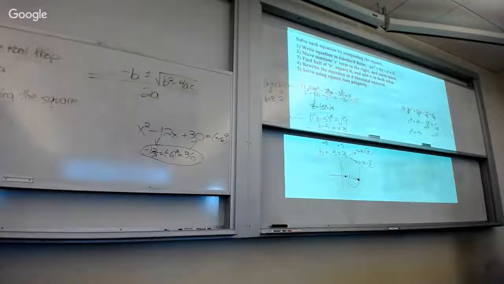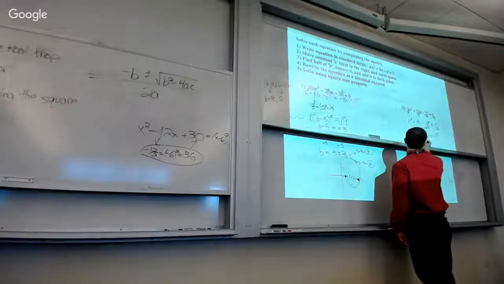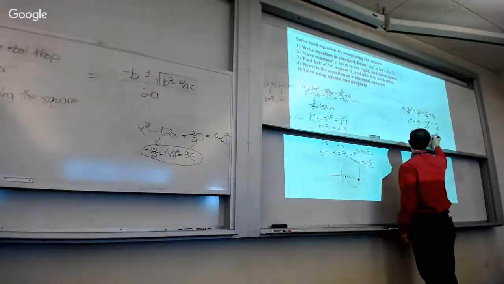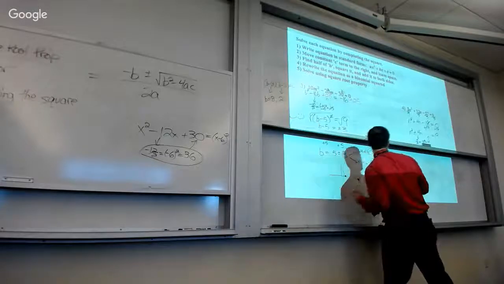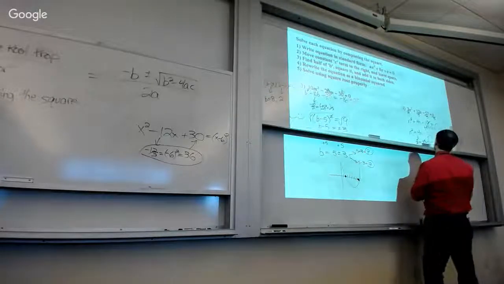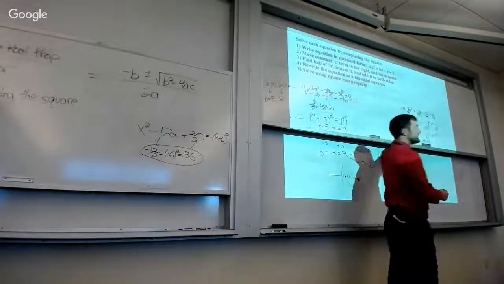And then what's the second step? Myra, what's the second step? Yeah, take half of b. So I'm going to go ahead and take my 4. 4 divided by 2 is 2. And then I square it. That gives me 4. So 4 is the number I'm going to add to both sides. Very important, of course, that we add it to both sides. It has to go on both sides. There we go. So now, what's the next step after that?